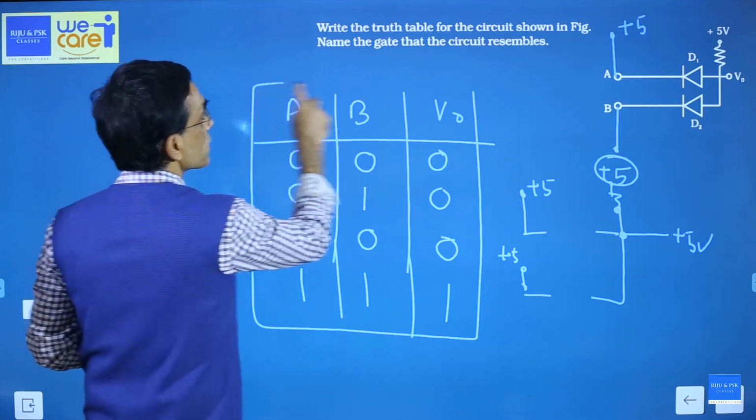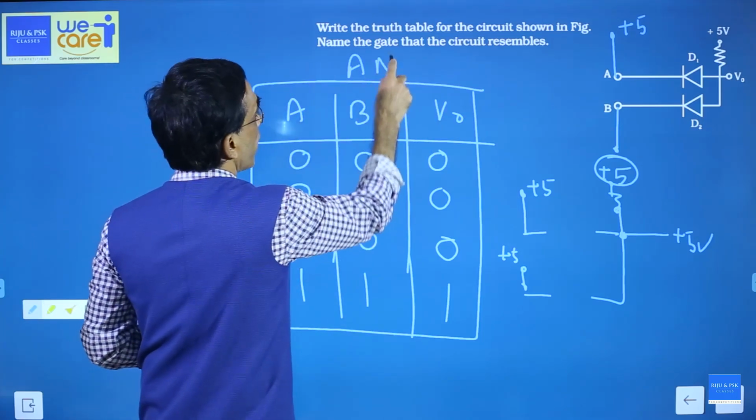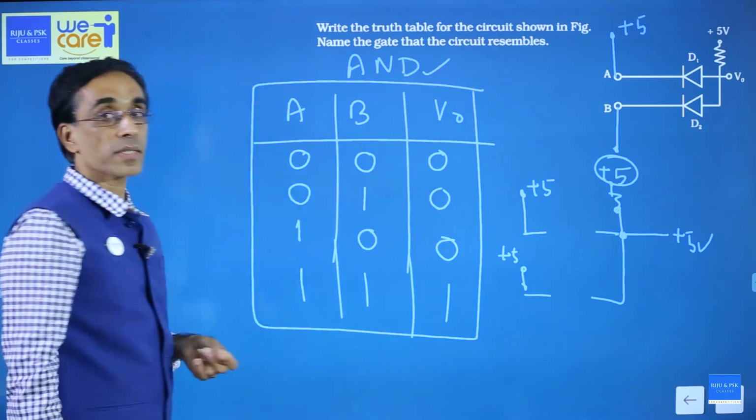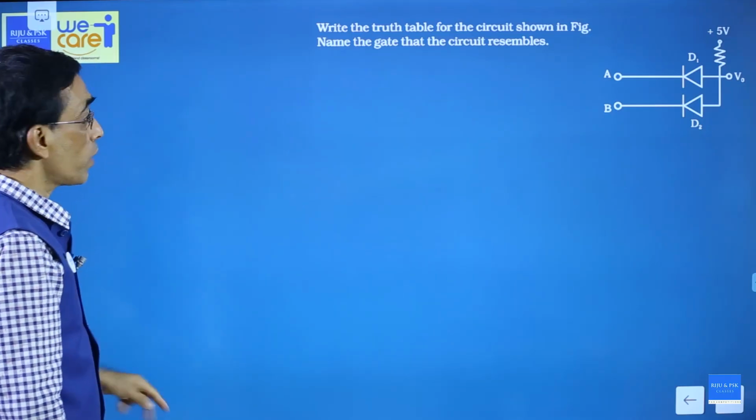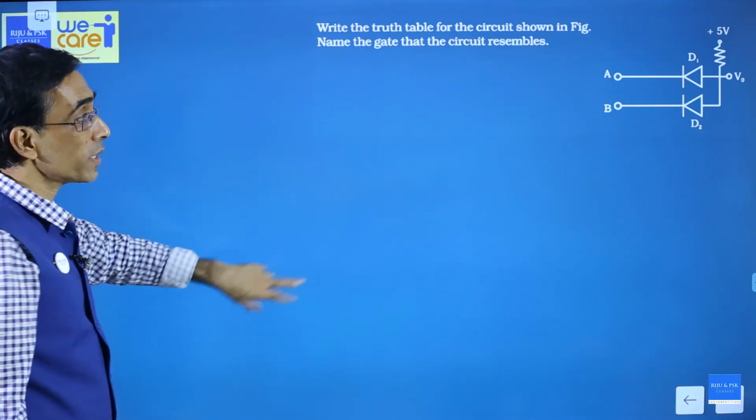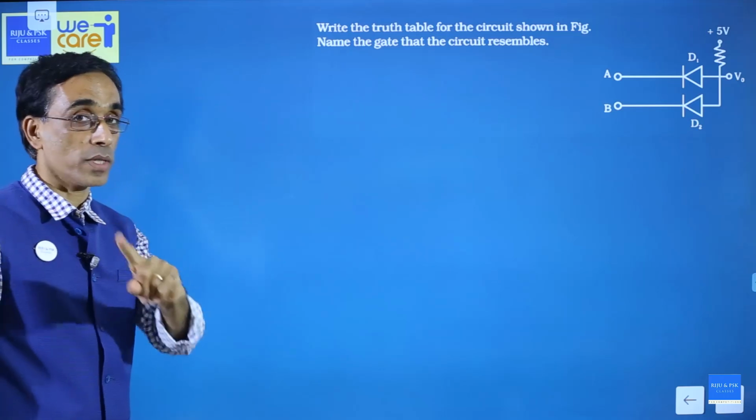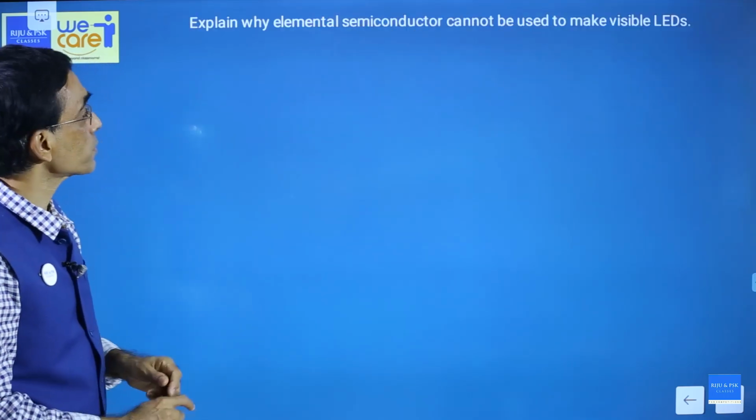So what circuit is this? This is a logical AND operation. Watch this video again and again if you don't understand. This is important for the JEE students, not for the NEET students.